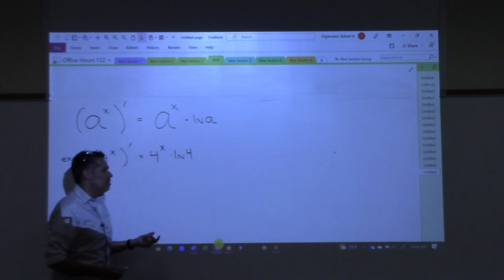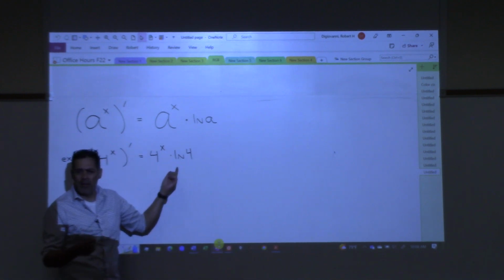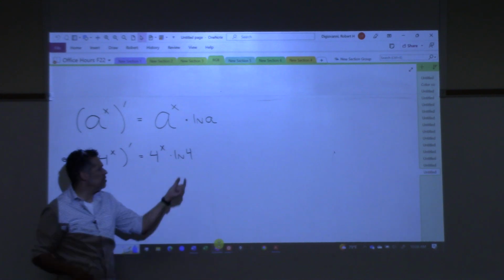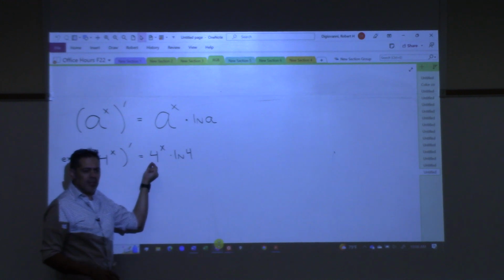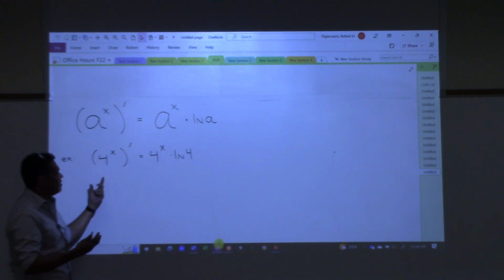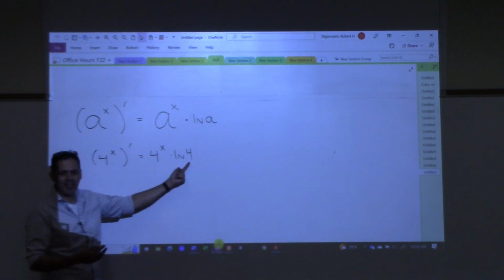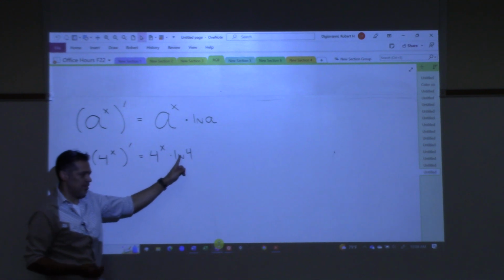I didn't mention this earlier, but I hope everyone realizes that the natural log of 4 is just a number, right? If you got on your calculator, did natural log of 4, this would just be a number. So this is a number times a function. So it's like we're scaling the function. So 4 to the x, if you want to know its derivative, it's itself, but you have to scale it, right? You have to kind of stretch it out or shrink it, depending on what this is.